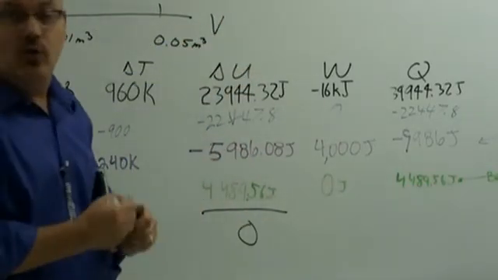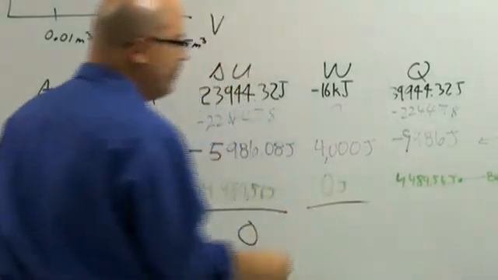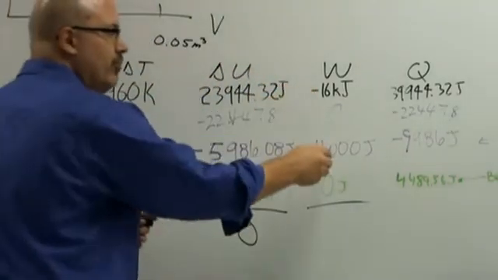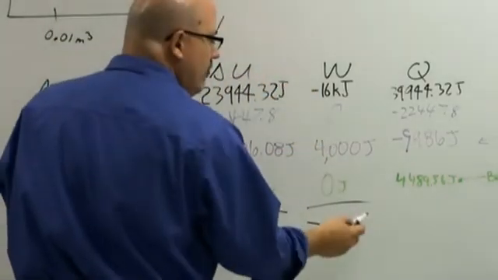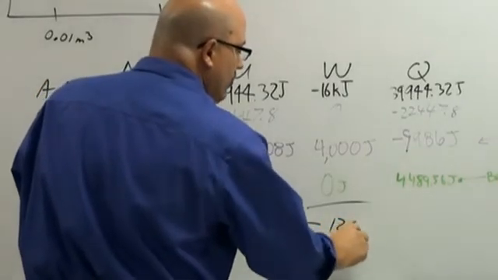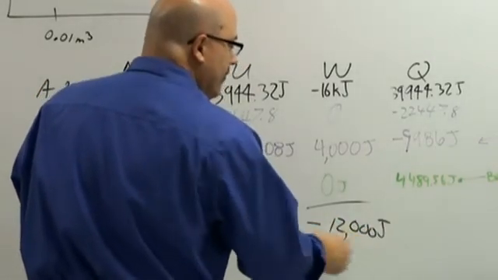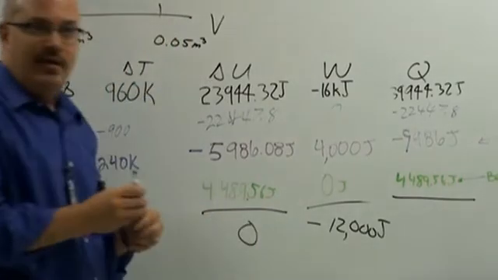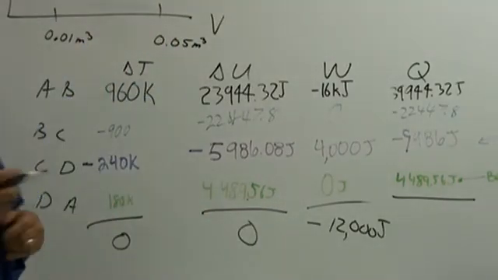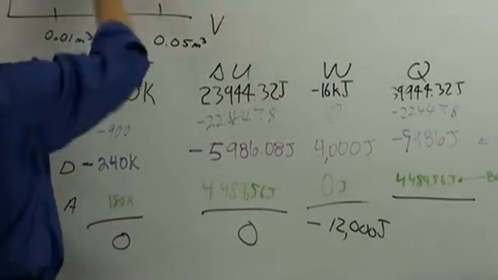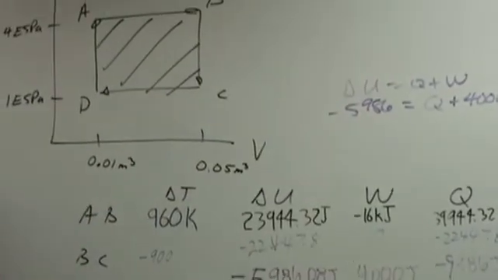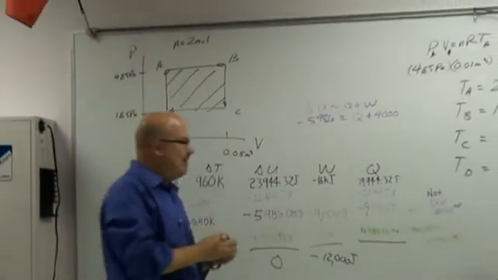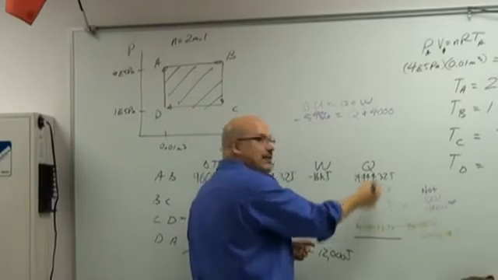All right, now, hey, what's the work for the cycle? It should be this plus this. It should be negative 12,000 joules. You just find that due to the area. All right, and let's check it. Is the area 12,000 joules? It is. Okay, now let's add all these up.